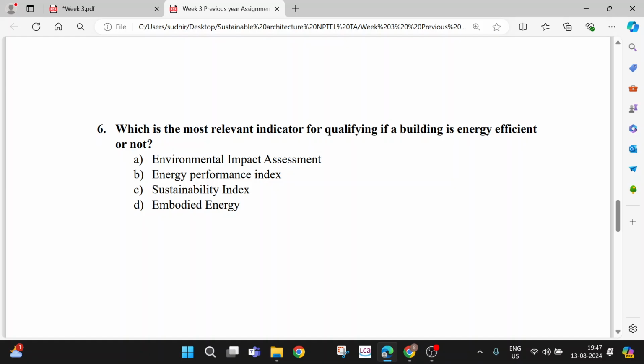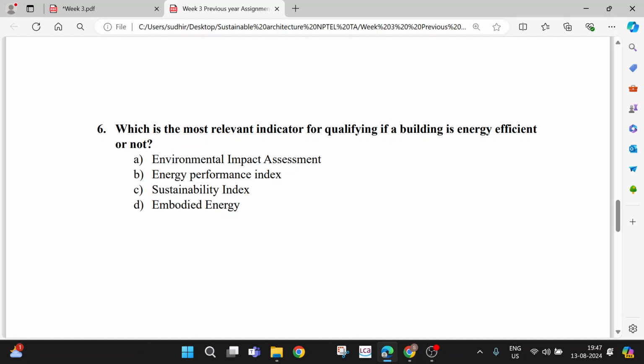Which is the most relevant indicator of qualifying if the building is energy efficient or not? Option B. Energy performance index. Option B, sir. Can anybody tell me what you understand by energy performance index?